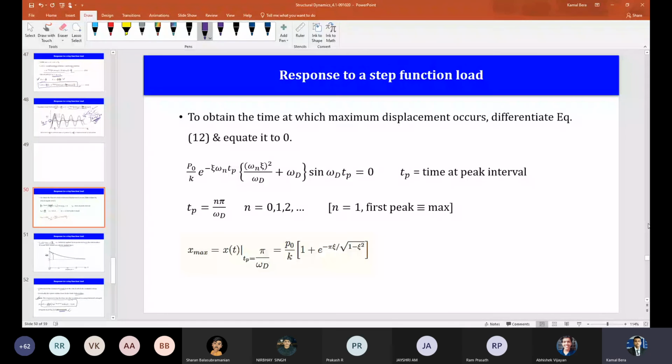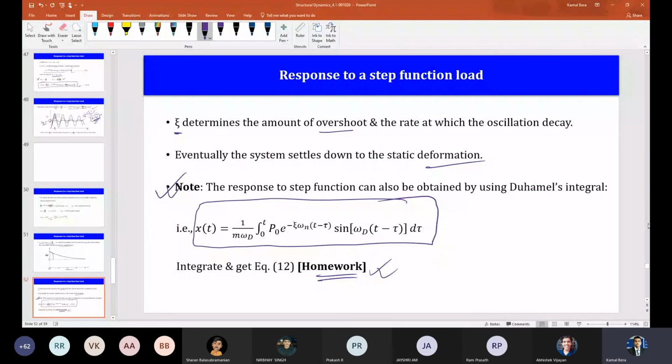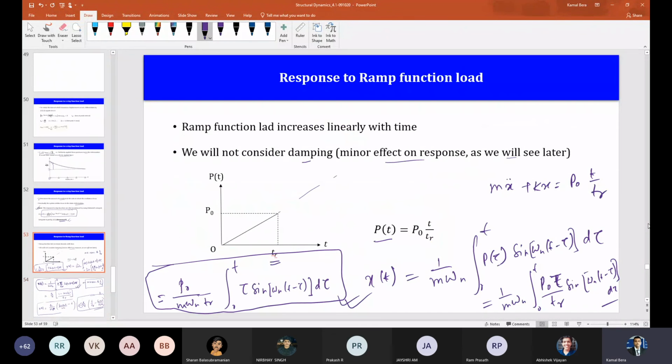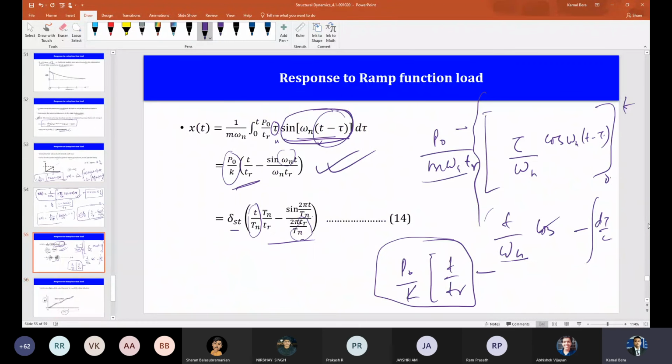Next time we'll discuss the ramp load, but with finite rise time, because this type of load that we have discussed is impossible in practice. Whatever fast you put, you cannot give a load at zero time. Some time is required to reach that load.